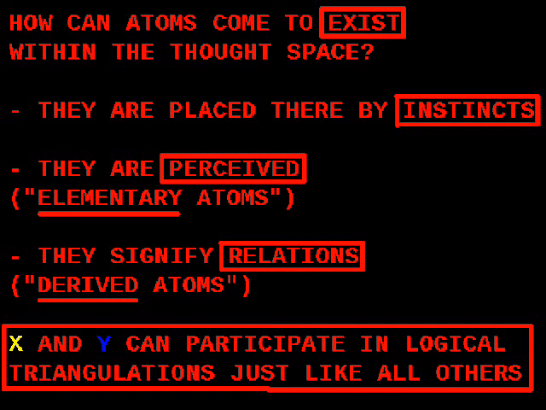So, how come atoms to exist within the thought space in the first place? We can now say in three possible ways. Either they are somehow placed there a priori by instincts, or you can say that they have been somehow perceived by means of sensors. These I call the elementary atoms. Or they signify relations between atoms, and these I call the derived atoms. And in fact, by looking at this, you can express any possible perception and action scheme.